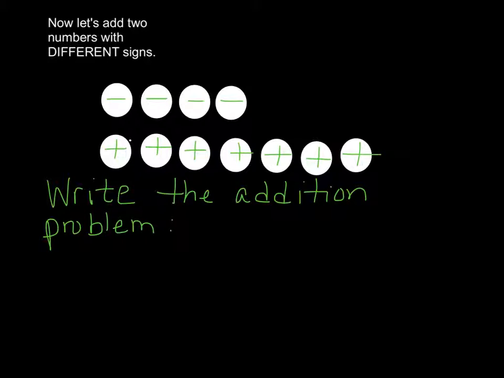What we would do is begin counting. So we would count the top integer chips, 1, 2, 3, 4. So we have 4 integer chips that are negative. So that means we have negative 4. On the bottom, we have 1, 2, 3, 4, 5, 6, 7, or 7 integer chips, which are positive. So if we want to write the addition problem, we have negative 4 plus 7.